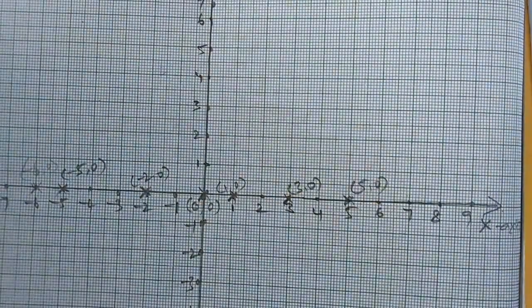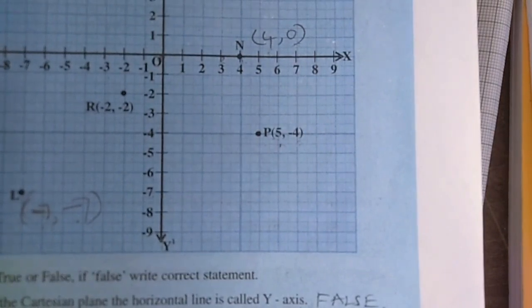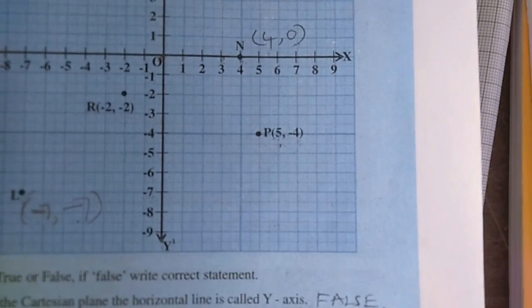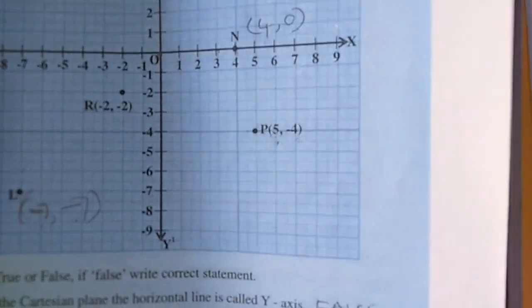With this question, we have completed our exercise 5.2: how to plot the points on the graph sheet, and what observation we made by plotting these points. If the x coordinates are 0, the points lie on the y-axis. If the y coordinates are 0, the points lie on the x-axis. That is the observation we found by plotting all these points on the graph sheet.